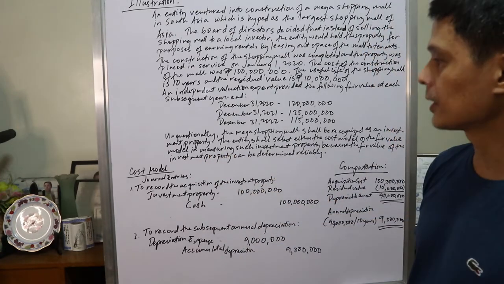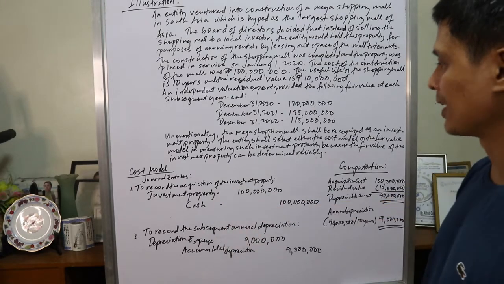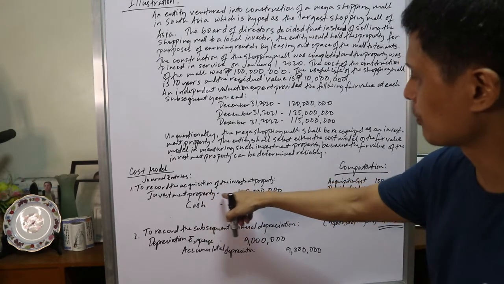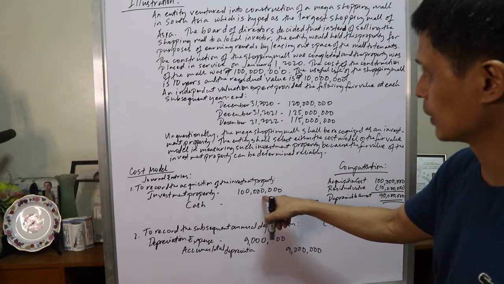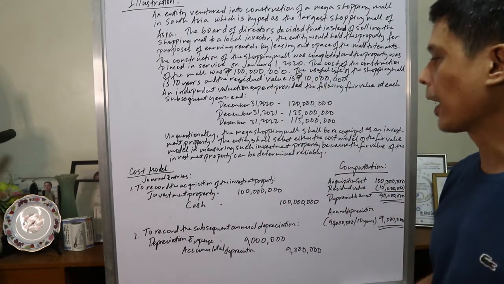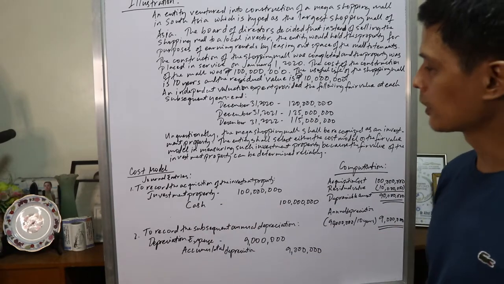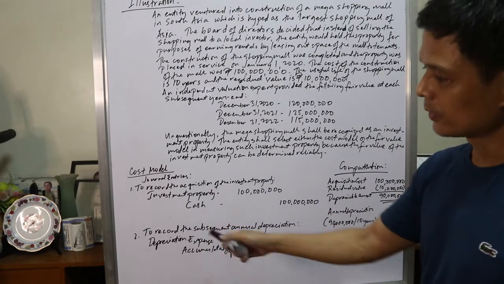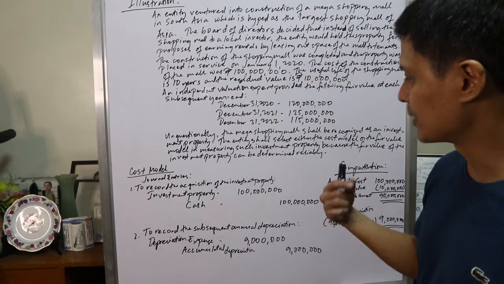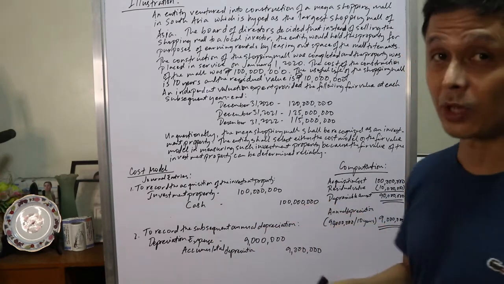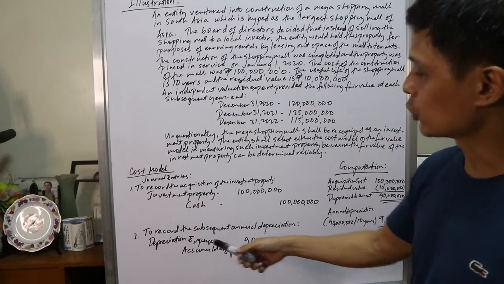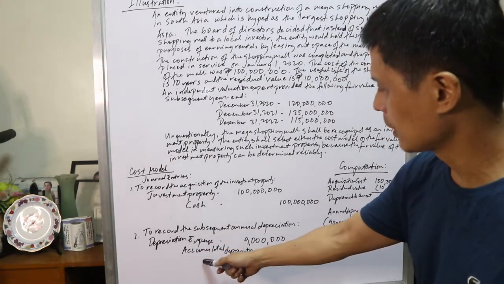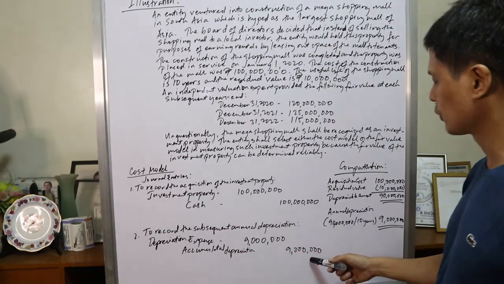Okay, so journal entries to record the acquisition of the investment property or the asset. So debit investment property, that's 100 million pesos, yung kanyang cost, and credit cash for 100 million pesos. The next one is to record the subsequent annual depreciation. Okay, so by debiting depreciation expense for 9 million and credit accumulated depreciation for 9 million.